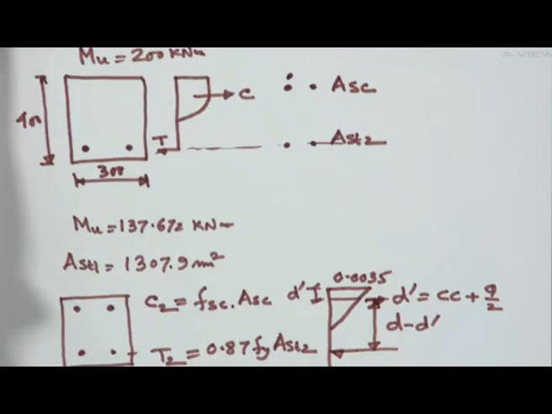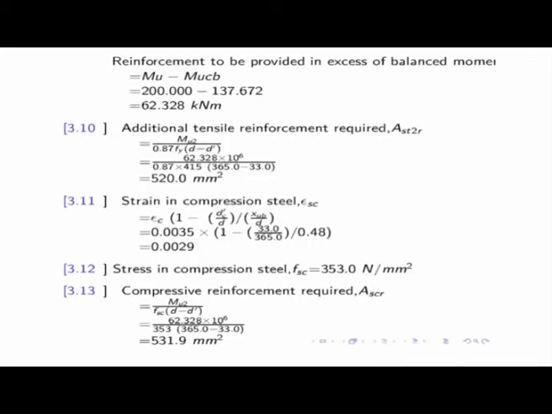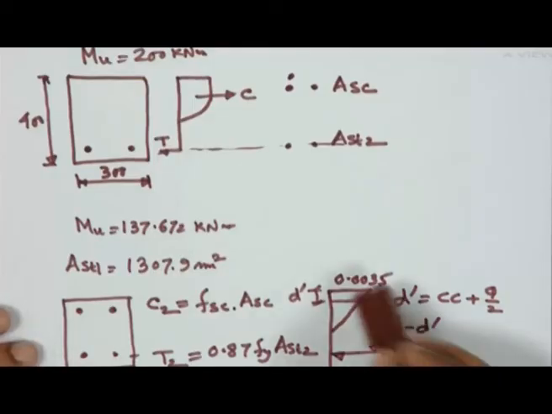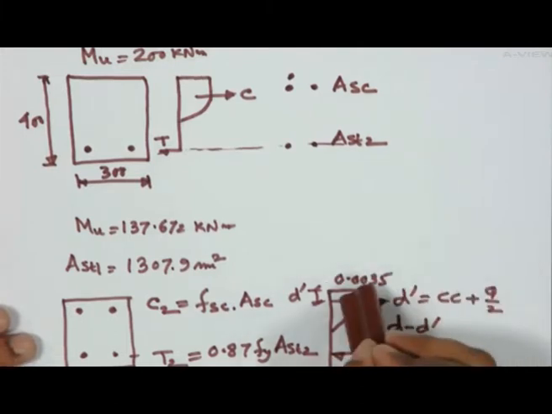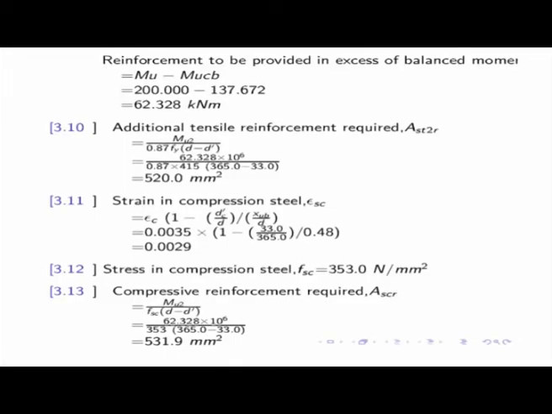33 means 25 plus 8, because on the compression side I have considered the 16 millimeter diameter. So 33, and we are getting here 520 square millimeter. Strain in compression: now, as I have shown you here, I have to find out, because the strain will obviously be less than 0.0035. So at this distance, that is the value I have got here, 0.0029. From there I can find out the value.